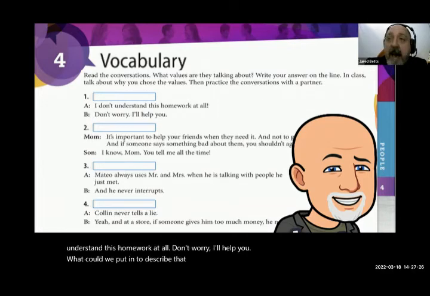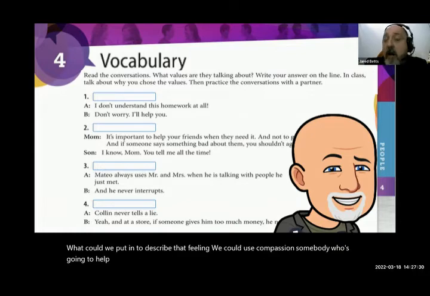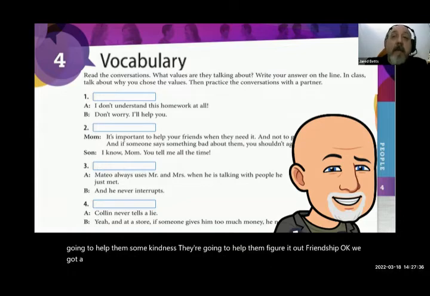We could use compassion, somebody who's going to help them. Some kindness, they're going to help them figure it out. Friendship. Okay, we got a lot of things we could put in that might describe that situation.